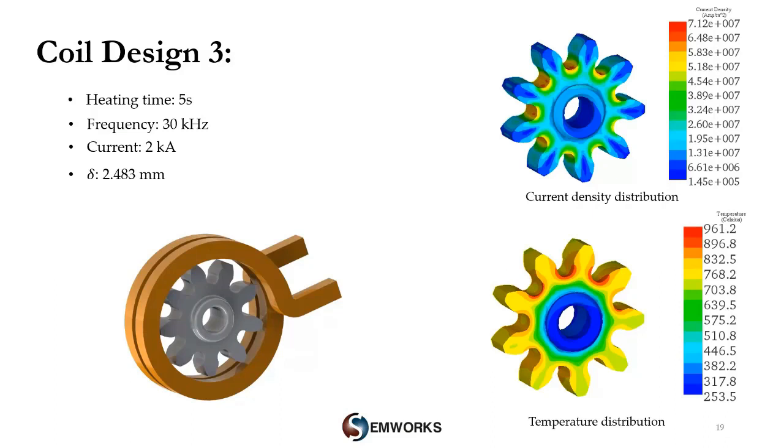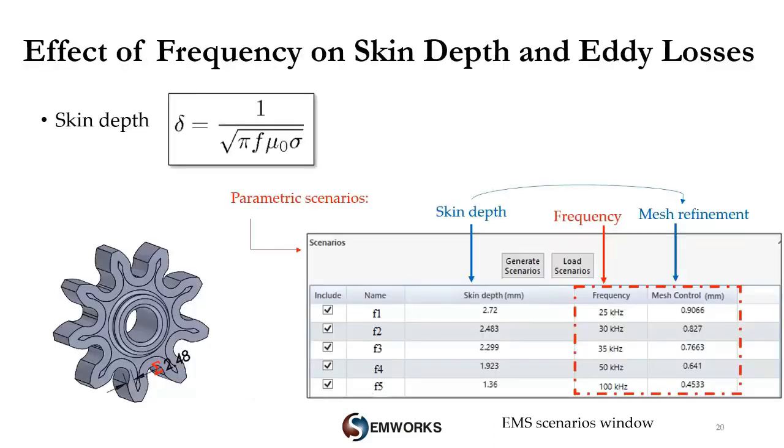So, for our static hardening, it will be better to use the second closed coil design for the rest of our investigation. And now, let's see how the variation of the frequency could help to select the optimal one that improves the heating profile and rates.